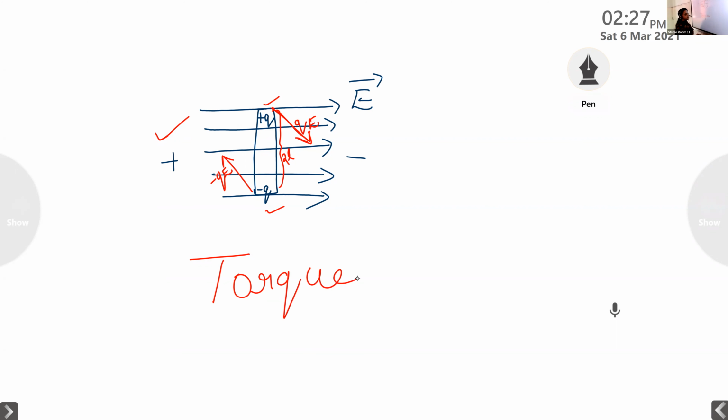Okay. And it is represented by a symbol like this. Are you familiar with this symbol? It is pronounced as tau. So the torque is represented by the symbol like this, and it is pronounced as tau. Okay.